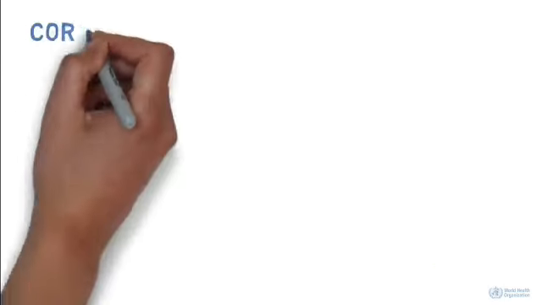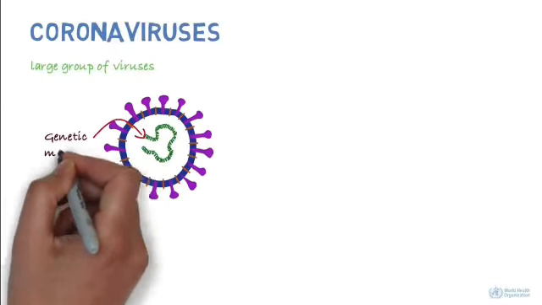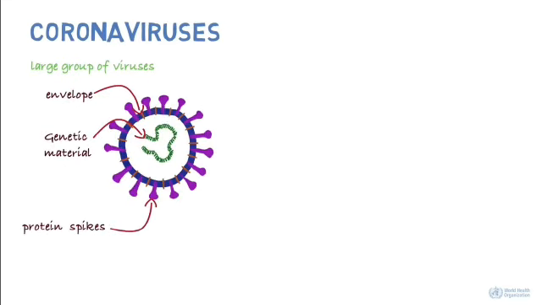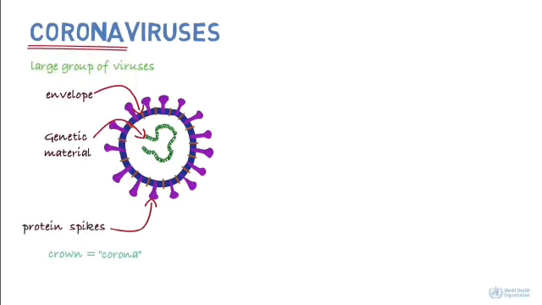Coronaviruses are a large group of viruses. They consist of a core of genetic material surrounded by an envelope with protein spikes. This gives it the appearance of a crown. Crown in Latin is called corona, and that's how these viruses get their name.